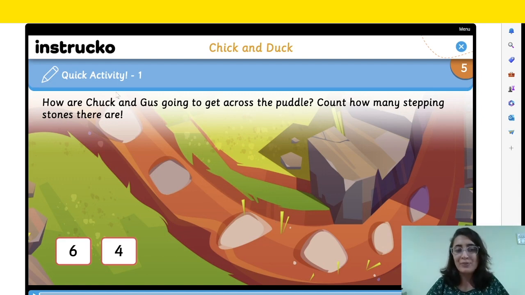Okay, we'll start from the top. So this is our first stone. Okay, guys, come on, count with me. 1, 2, 3, 4, 5 and 6. So in total there are 6 stones to help Gus and Chuck cross the puddle.